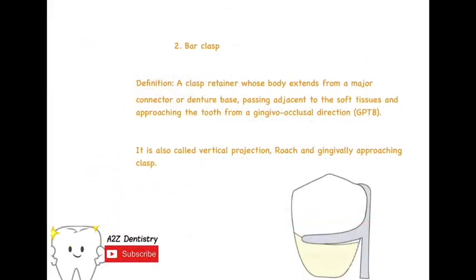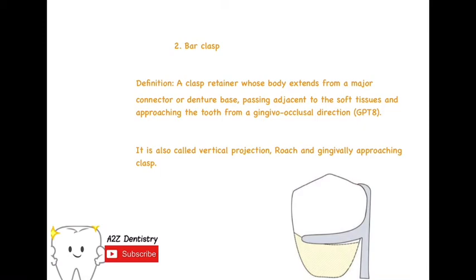Moving on towards our next type of clasp, which is the bar clasp. Now by definition, it is a clasp retainer whose body extends from the major connector or the denture base, passes adjacent to the soft tissues and approaches the tooth from the gingivo-occlusal surface. Now see, what we have seen is that up till now our arm was approaching from the occlusal surface, but this bar clasp basically approaches from the gingival surface, right? So that was an example of suprabulge. Now this is infrabulge, meaning that our clasp arm will engage our abutment from the gingival surface as opposed to the occlusal surface, right?